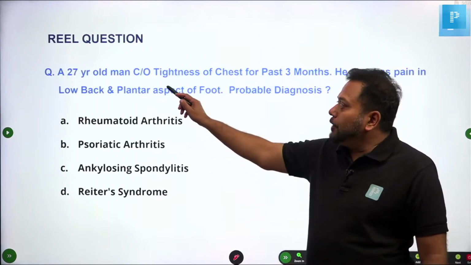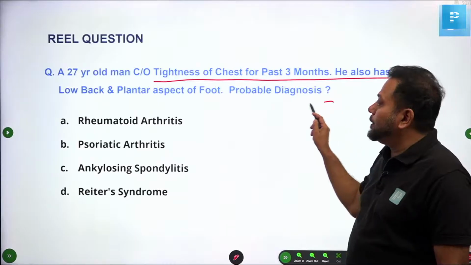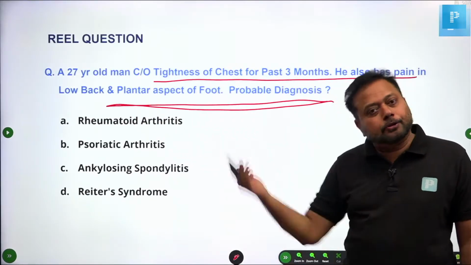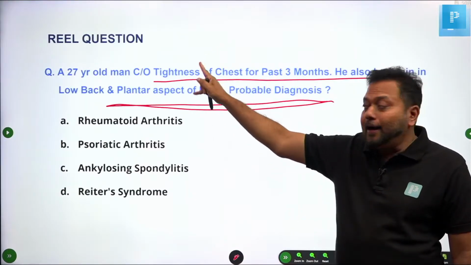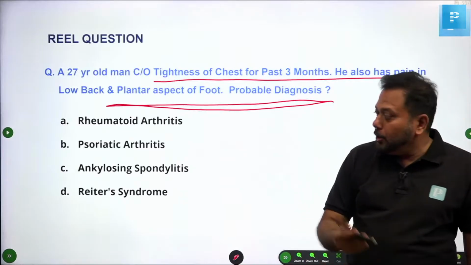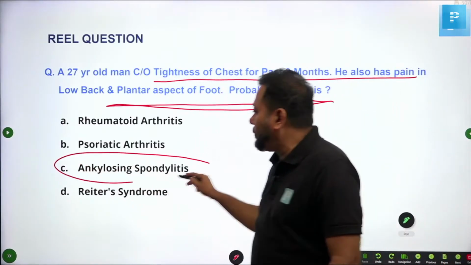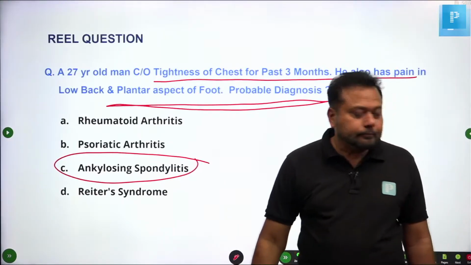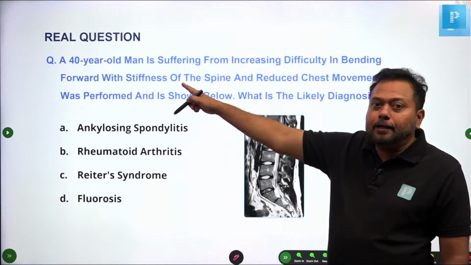Now, a 27-year-old man complains of tightness of chest in the past 3 months. He also complains of pain, low backache and plantar aspect of the foot. Probable diagnosis? Directly it is giving a male patient, low backache associated with plantar fasciitis. Diagnosis is good. All of you have answered, very good. Ankylosing spondylitis. Good. Yes, the real question they asked in INI-CET.